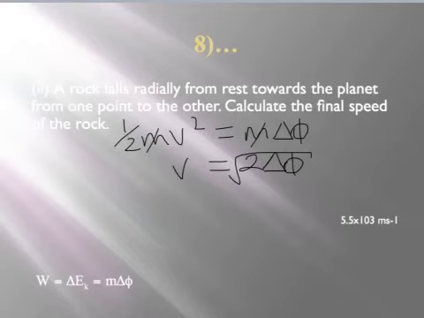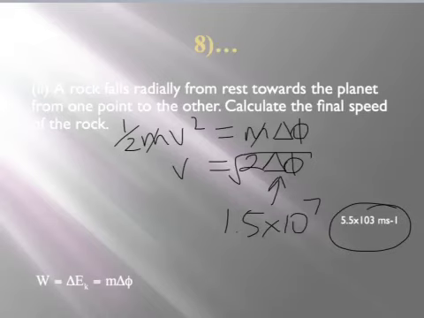And if you plug in a value for the change of phi, which is the difference between, what was it, 6.8 and 5.3? Yep, so it was 1.5 times 10 to the power of 7 joules per kilogram for the change of potential. Times 2 you get 3 times 10 to the power of 7, all square rooted, will give you that answer there. But that's the two significant figures again, and that's times 10 to the power of 3.